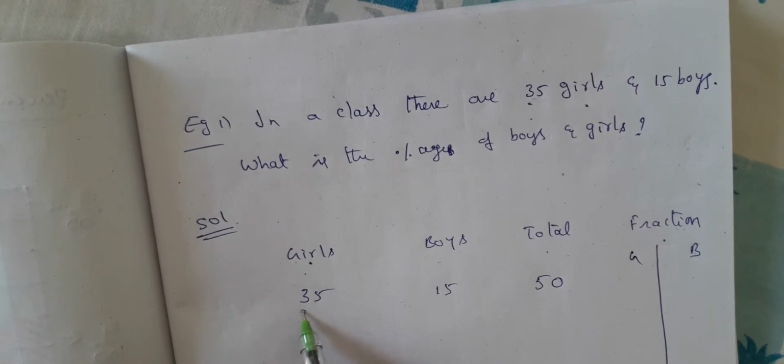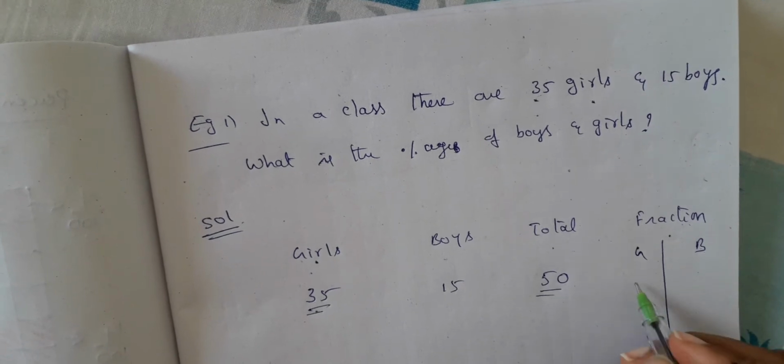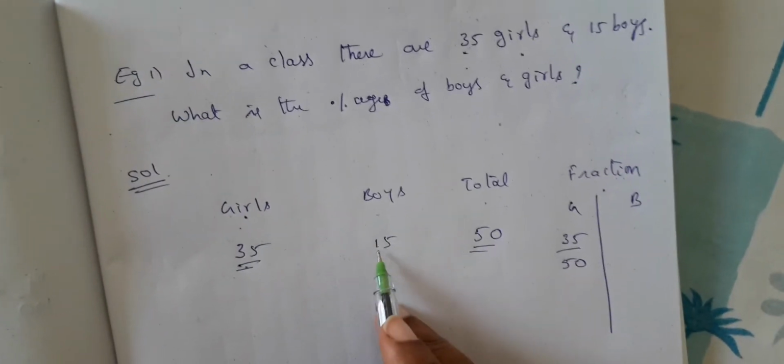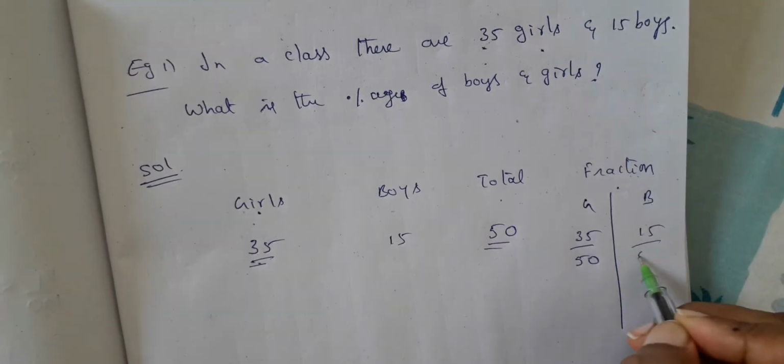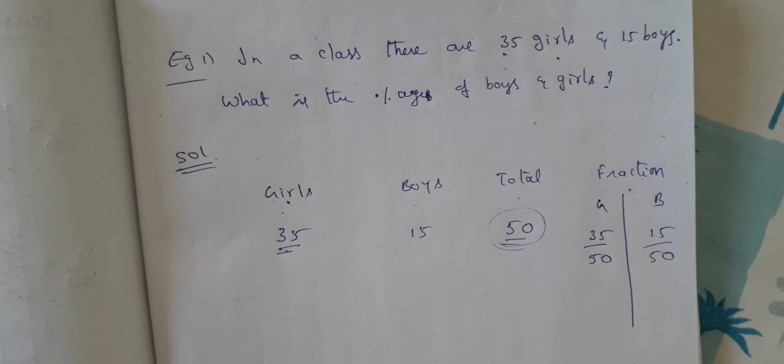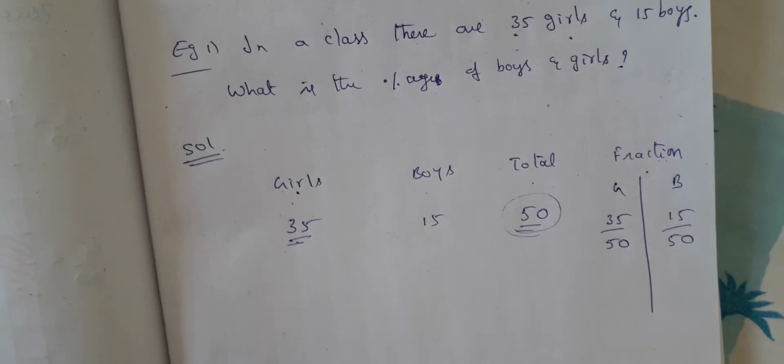Under girls, 35 out of 50, is it not? Now boys, 15 out of 50, is it not? You have to take the total always into consideration.